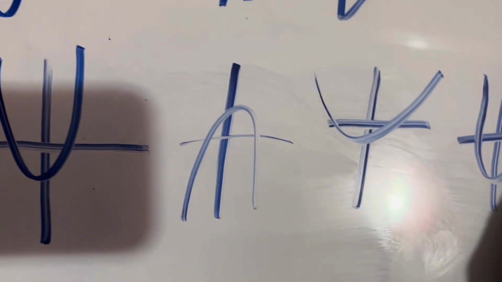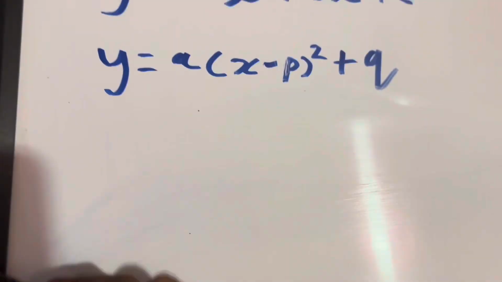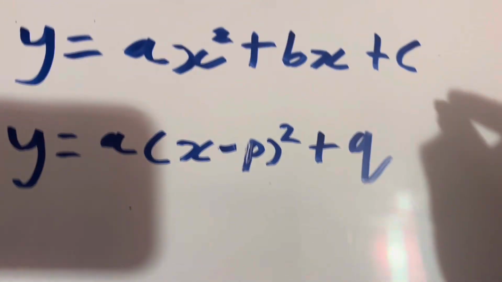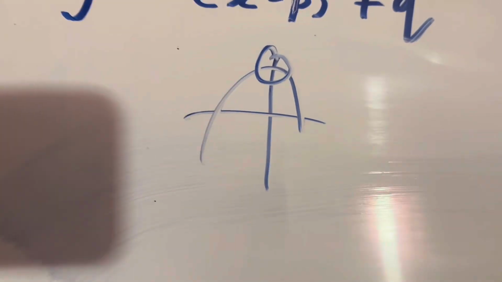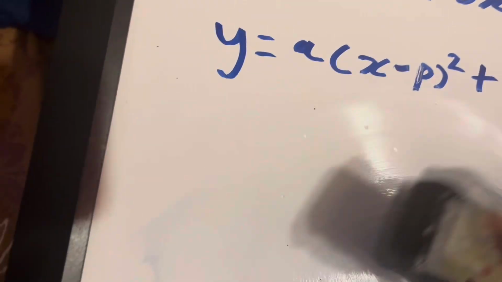Now, the B value, you won't get tested on that, so it doesn't really matter for now. But the C value, right? That's the y-intercept, where the parabola meets the y-axis, right there. There's only one y-intercept, so you don't really have to worry too much about that.